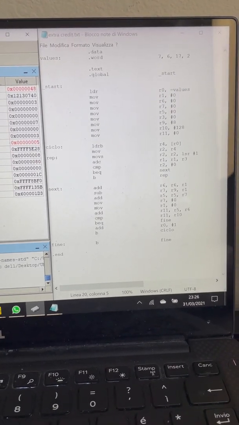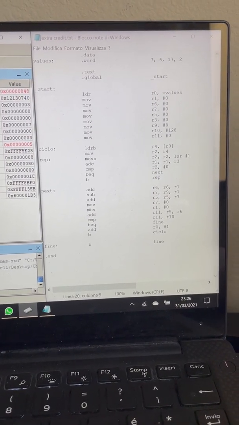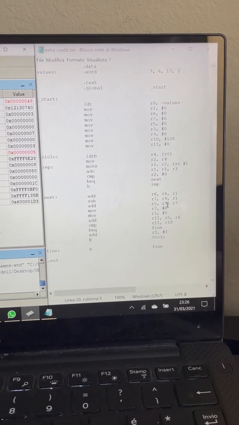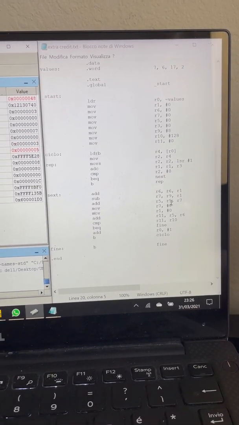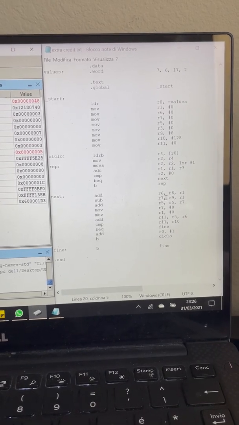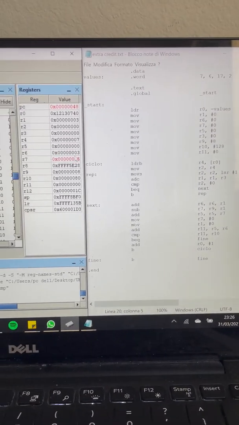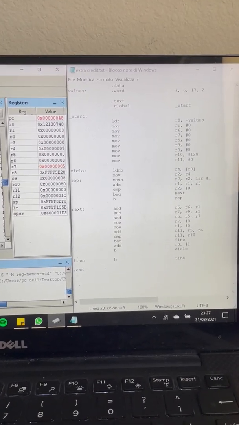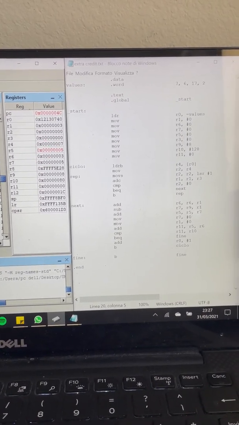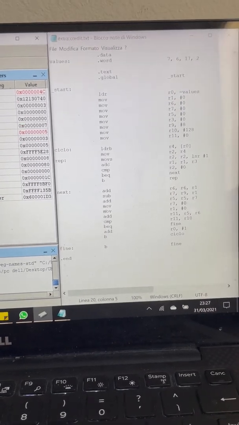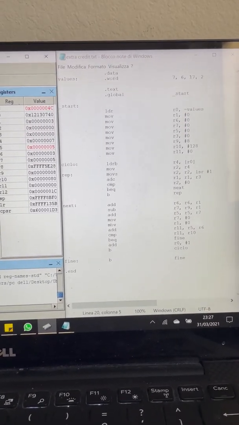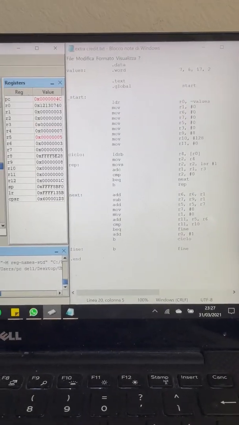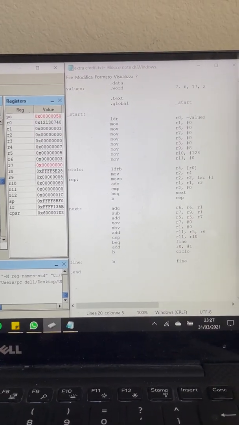So R5 right now, this instruction here will add R5 with whatever was in R5 before, which was 0, plus R7, which is what we just counted. So R5 will be 5. Yes. Now we will reset the temporary counters for the zeros and the ones. So R1 and R7 will become 0 again.